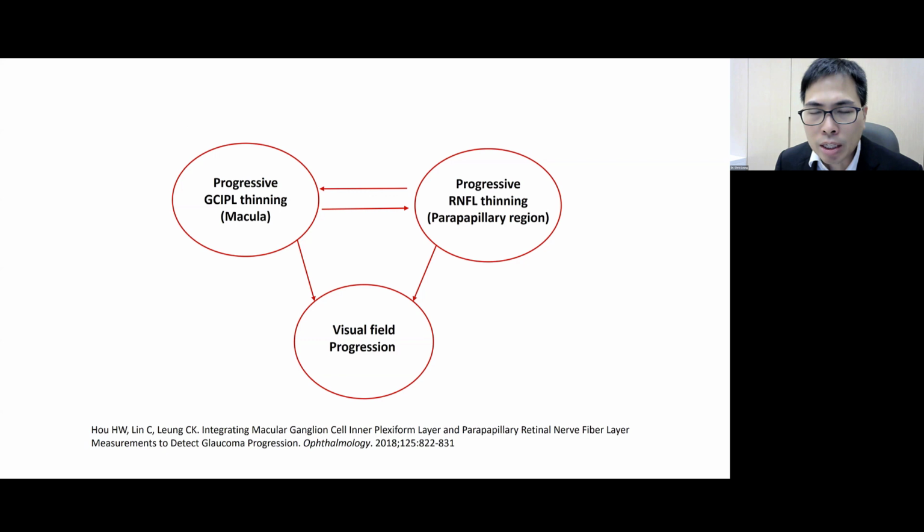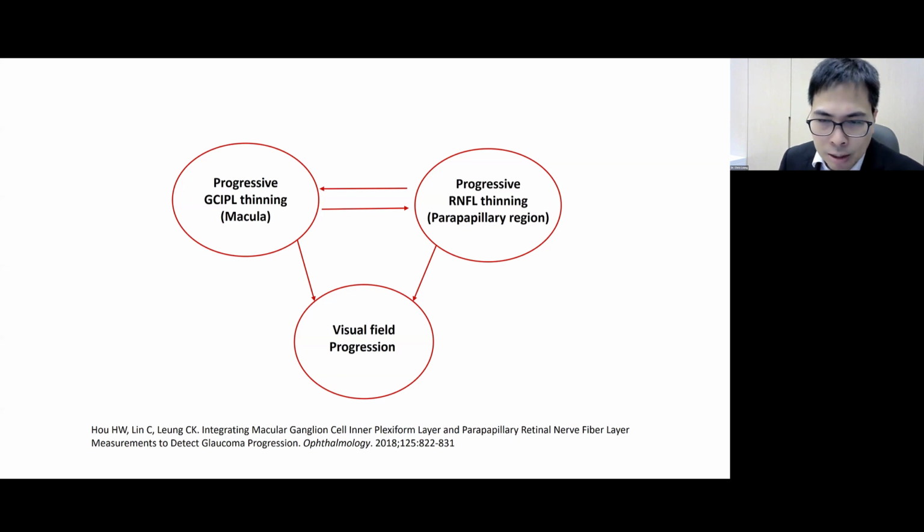So we have a model here. When we evaluate progression using RNFL and GCIPL, we need to be aware that we need to focus on both the macula and the peripapillary region. And we have a model here indicating that progressive retinal nerve fiber layer thinning and progressive GCIPL thinning are mutually predictive. Importantly, they are both predictive of visual field loss.